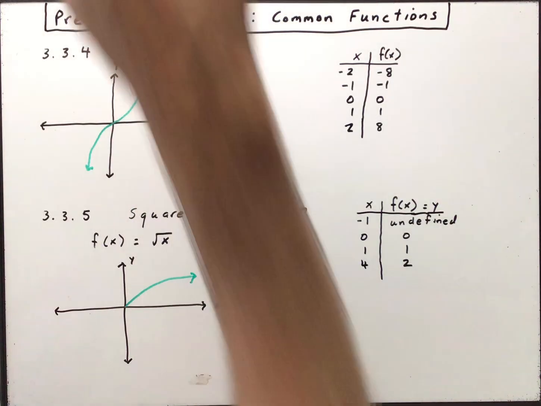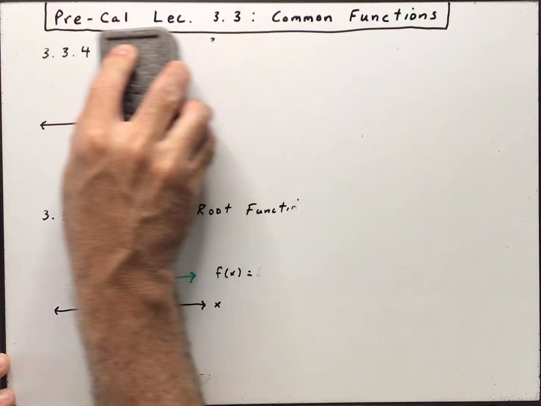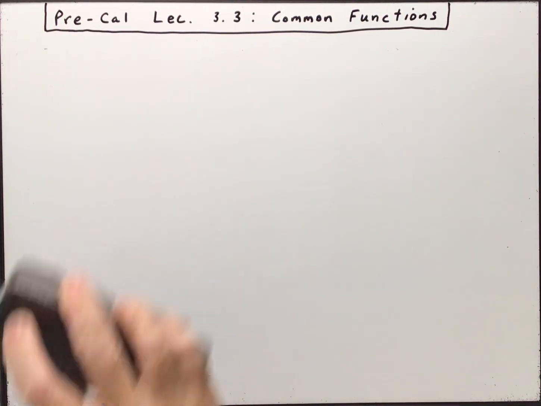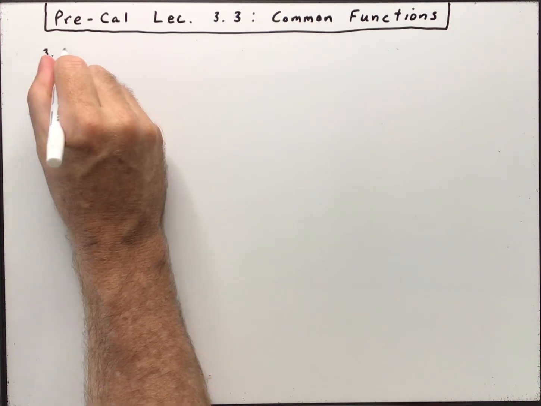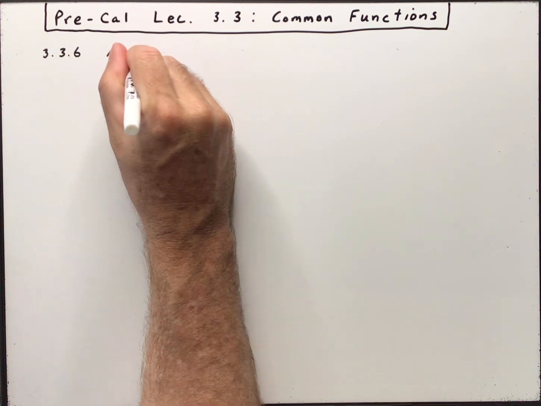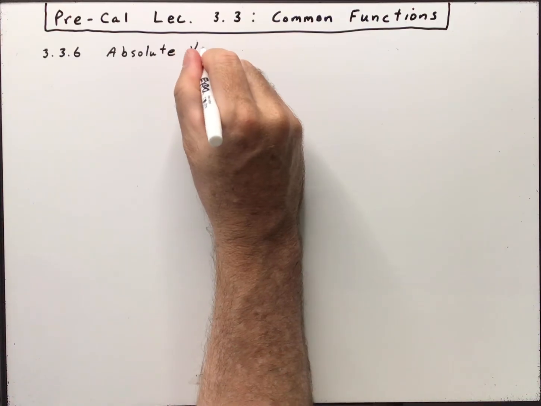All right, look at us go. All right, 3.3.6, we'll call this the absolute value function.